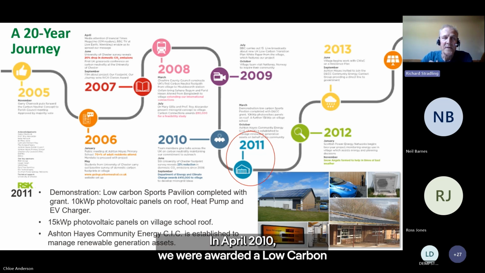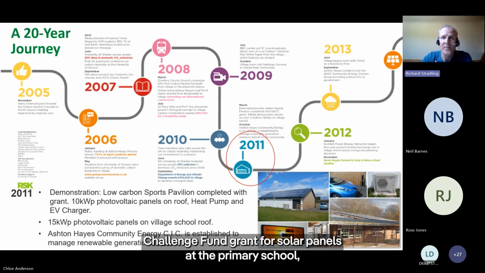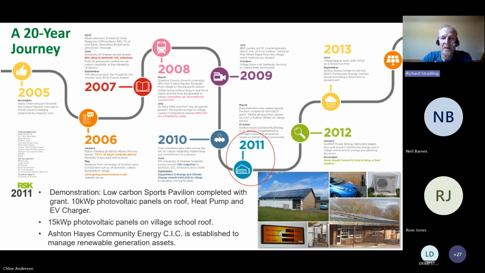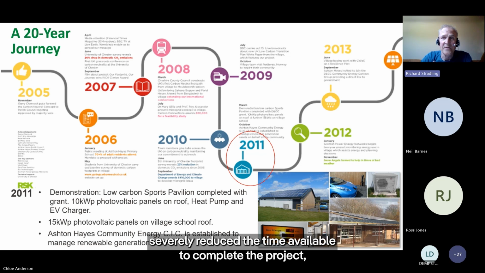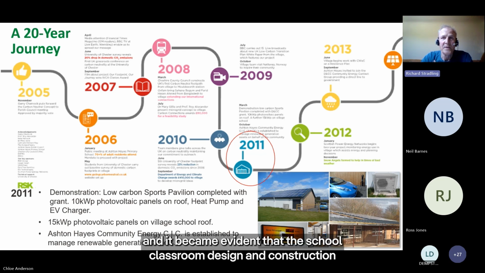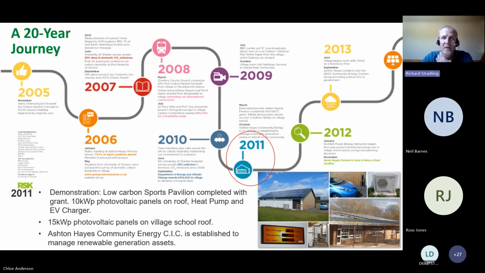In April 2010, we were awarded a Low Carbon Challenge Fund grant for solar panels at the primary school, where a replacement classroom was being proposed. But a delay due to the general election that year severely reduced the time available to complete the project, and it became evident that the school classroom design and construction would not happen in time.